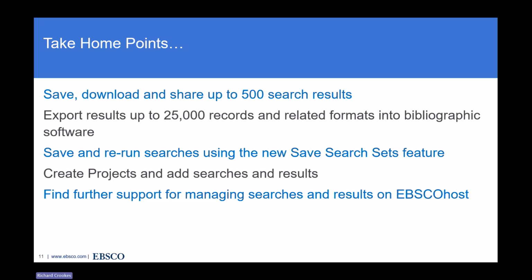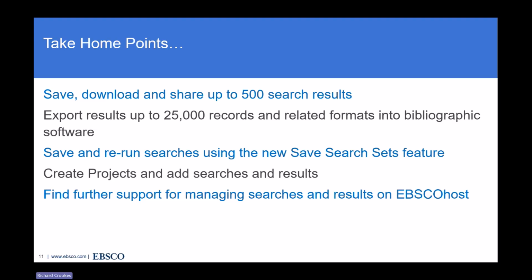So just some take-home points. You can save, download, and share up to 500 search results. Obviously, some errors creeping in right now, which are being investigated. So again, I'll report back to our support team about those. Save, export results up to 25,000 records via the link that you can generate, and etc. And also now that you've seen the ability to save and rerun searches using the new Save Search feature. So searches are saved to the save folder and can be rerun from there in their entirety. So you have the projects where you can add searches and results to save them to.